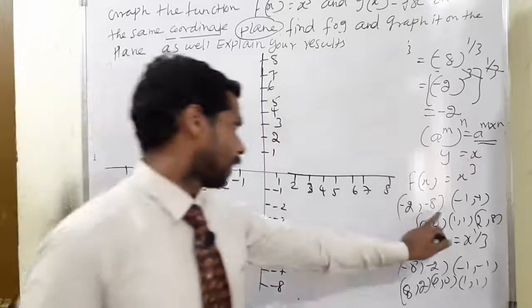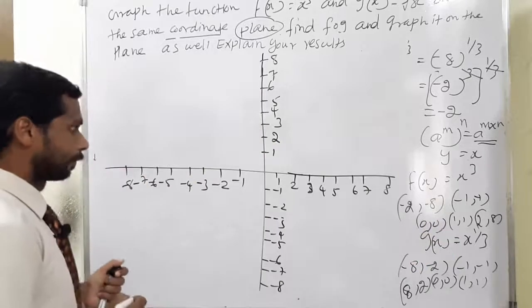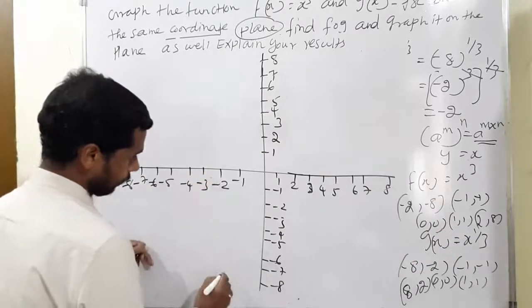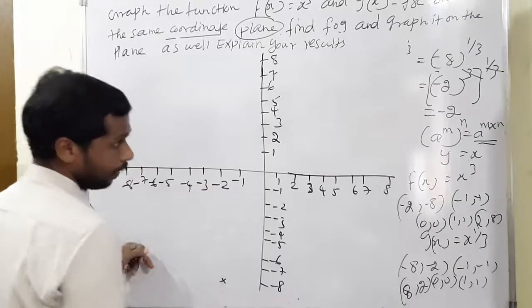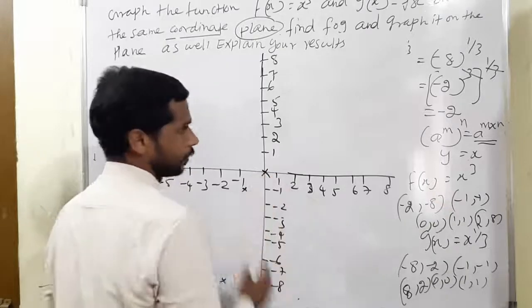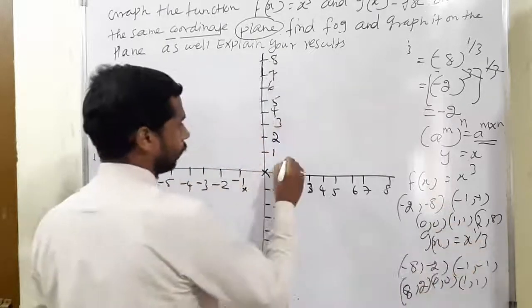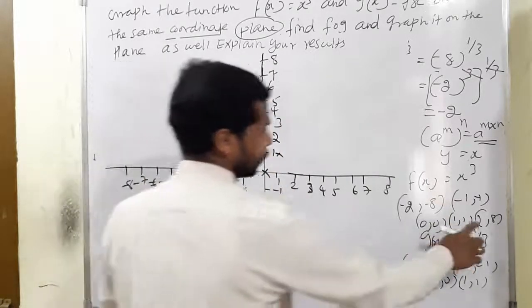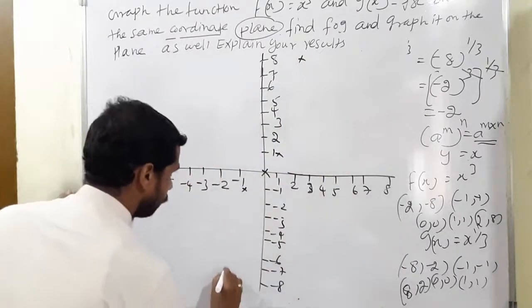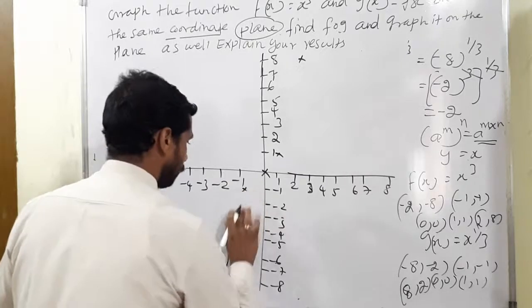The condition minus 2 comma minus 8, first one. Minus 2 comma minus 8 there. Next case minus 1 comma minus 1 here. Then origin point. Next condition 1 comma 1 here. Last case 2 comma 8 and 8. The graph will move on.